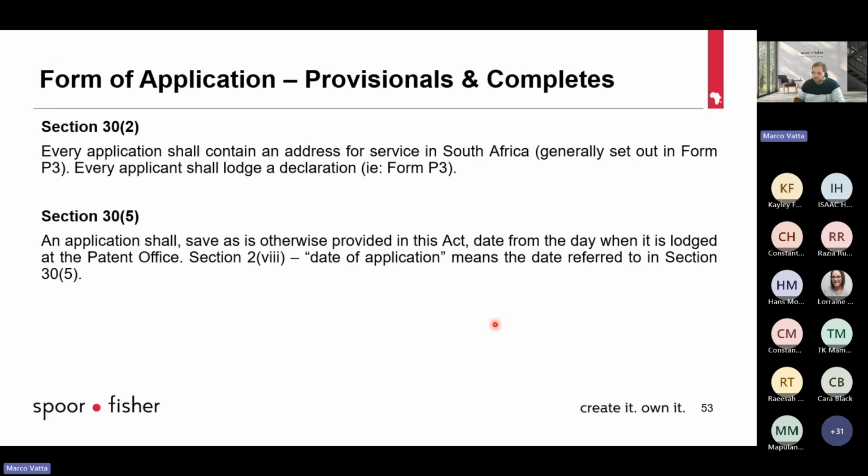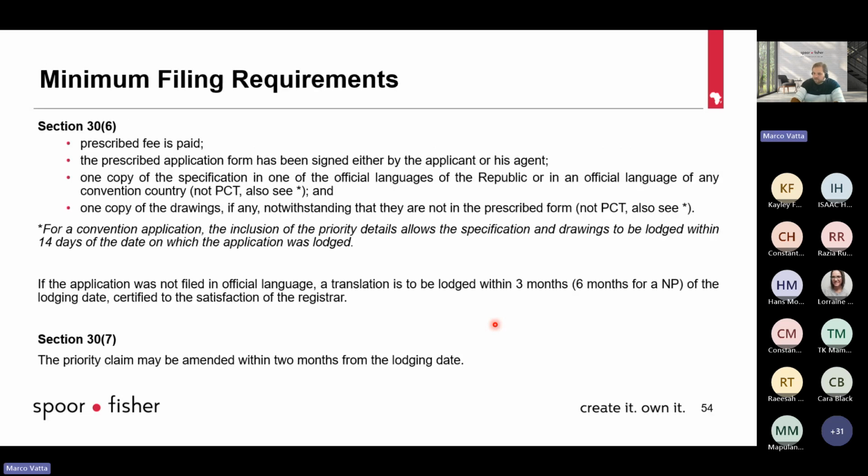In section 32, subsection 2 states that every application shall contain an address for service in South Africa. This is set out on the Form P3. And as you know, every application is accompanied by the Form P3. Okay, section 35, you don't need to worry about that.